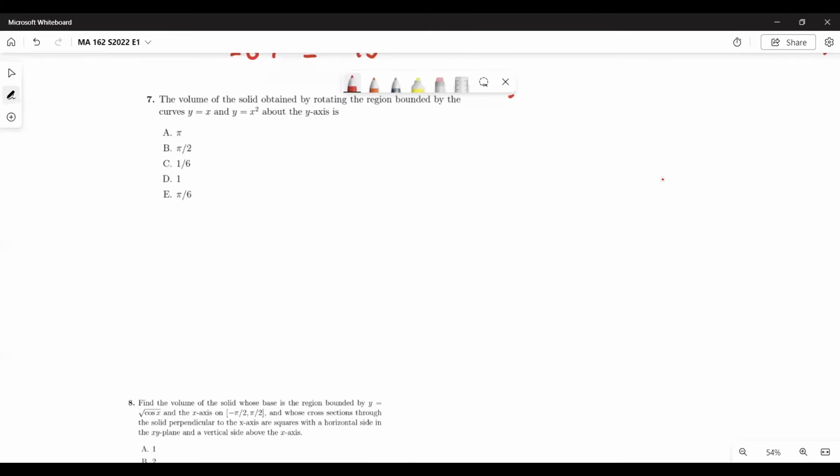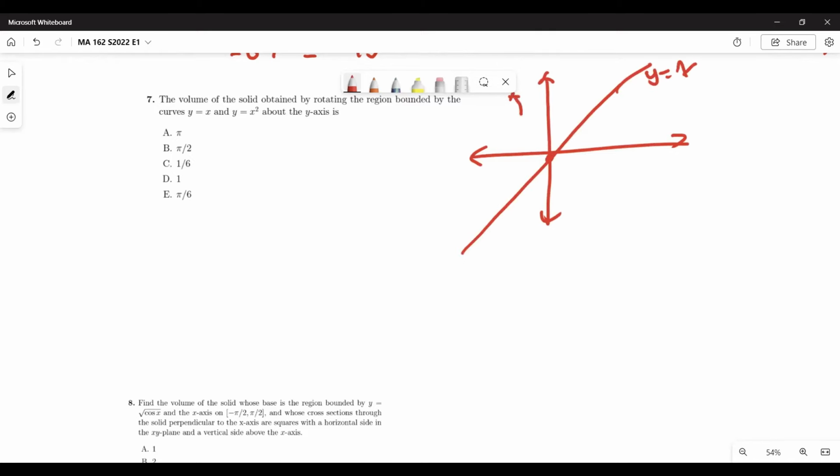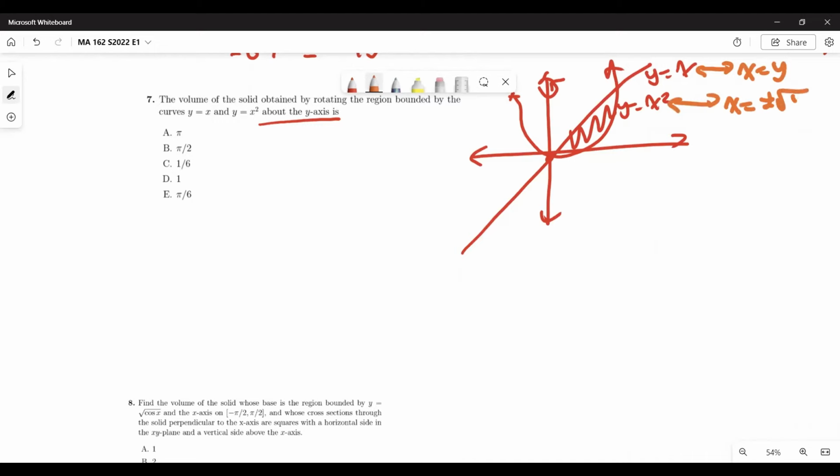So this question asks to find the volume of the solid obtained by rotating the region bounded by the curves. Let's draw the curves first. So y equals x and y equals x squared, like this. And this is the region, and it's rotating around the y-axis. So we're going to use the washer method, but since it's rotating around the y-axis, you have to rewrite this equation as x equals plus or minus square root of y. But this part will be square root of y.